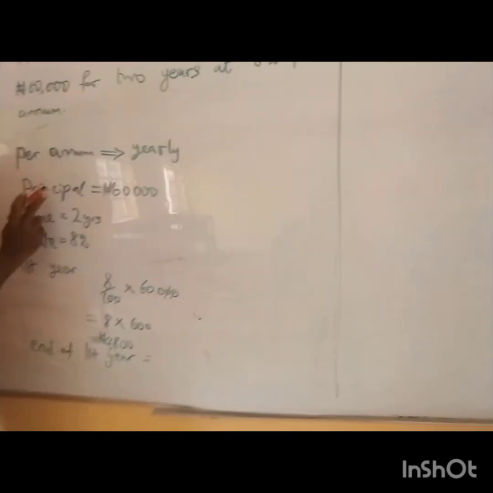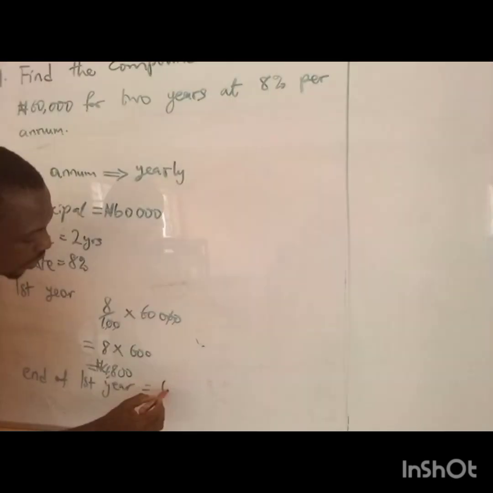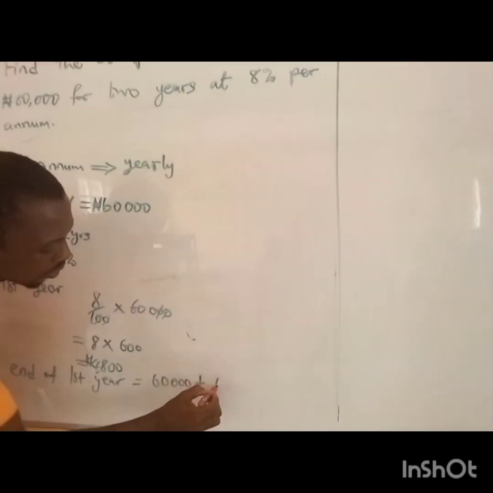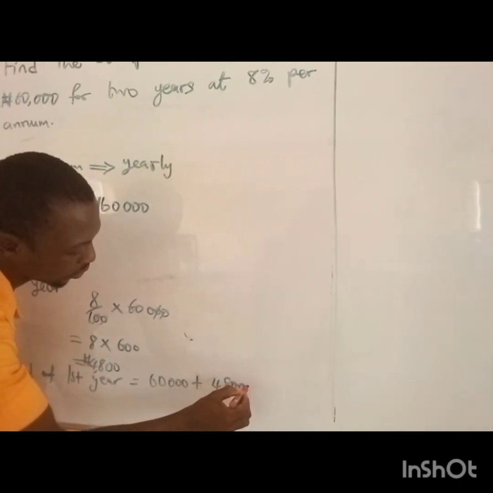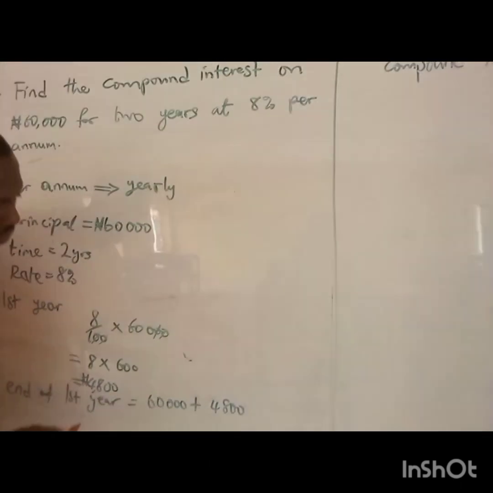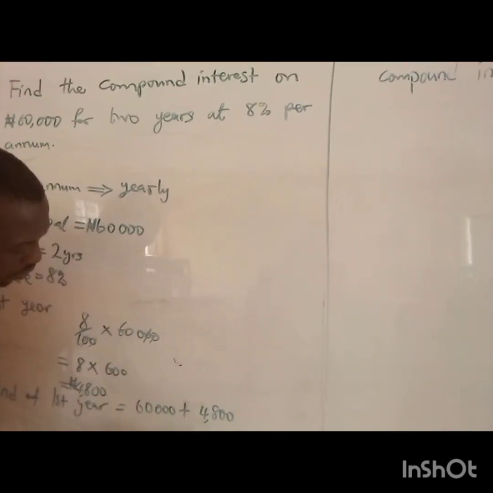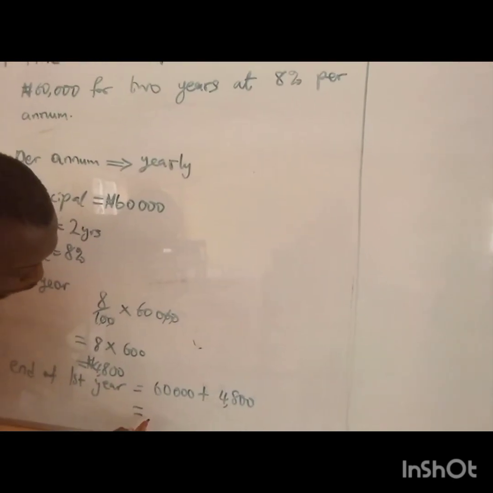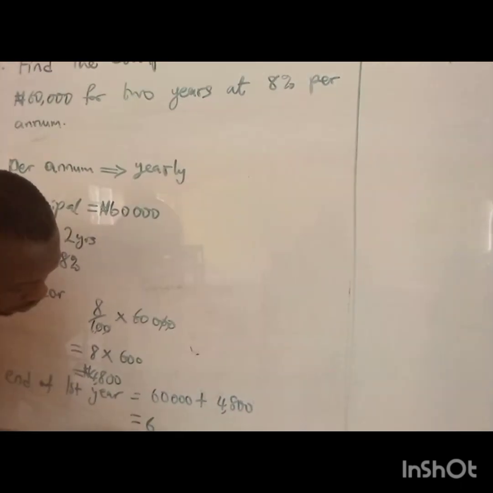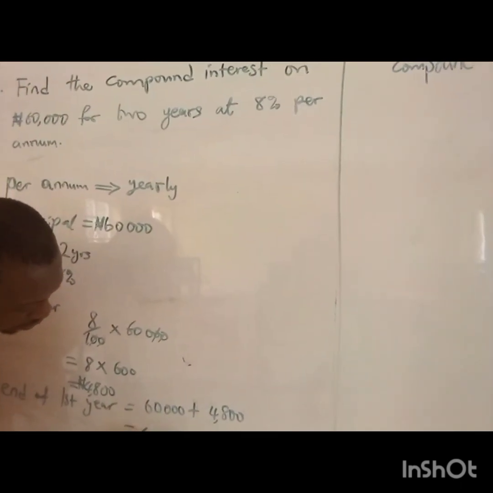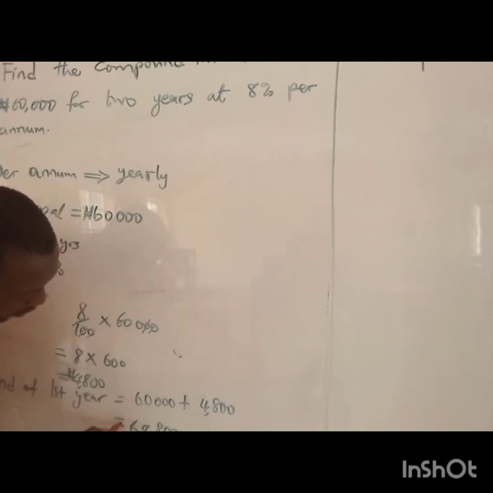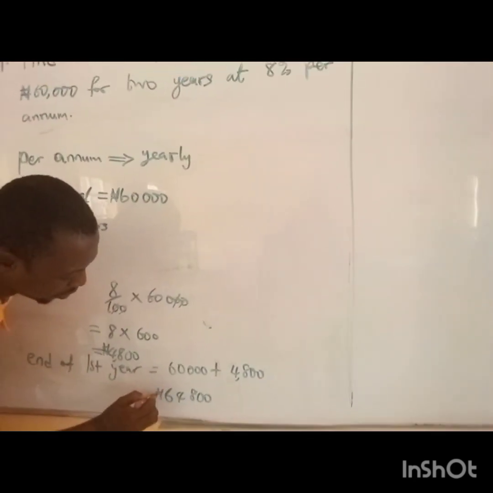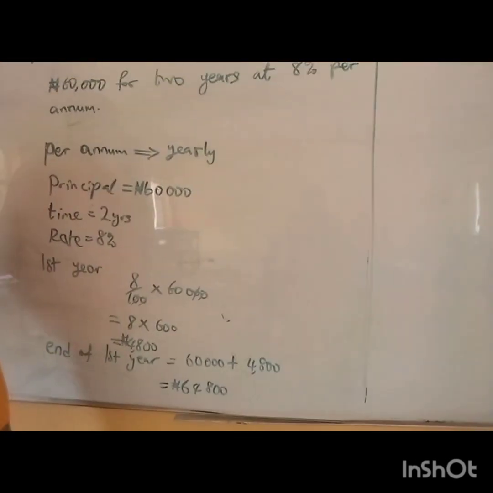So at the end of the first year, the principal becomes 60,000 plus 4,800. So this becomes 64,800 naira at the end of the first year.